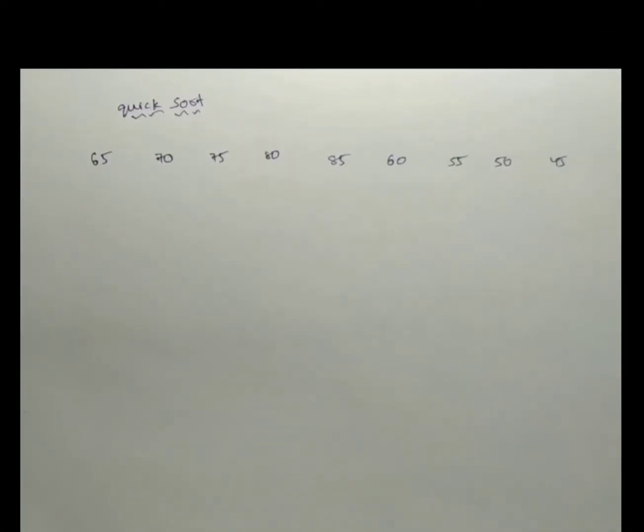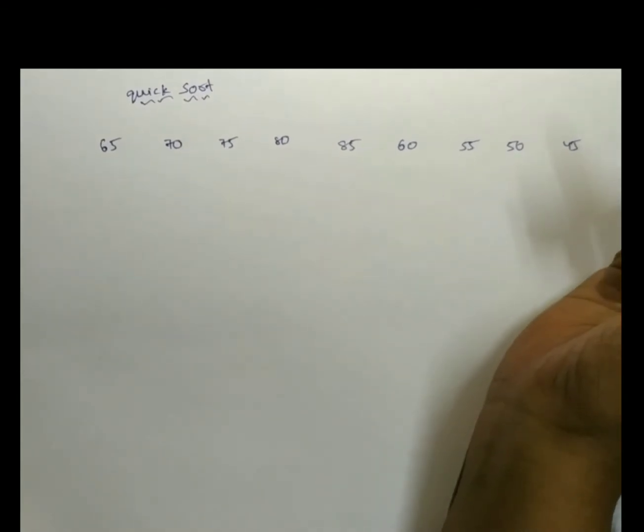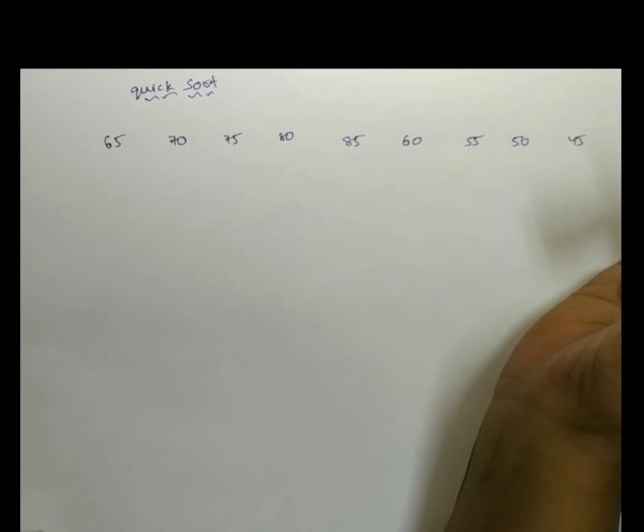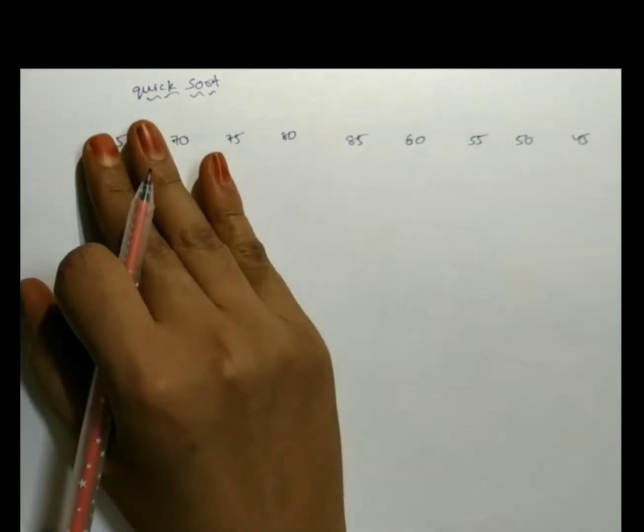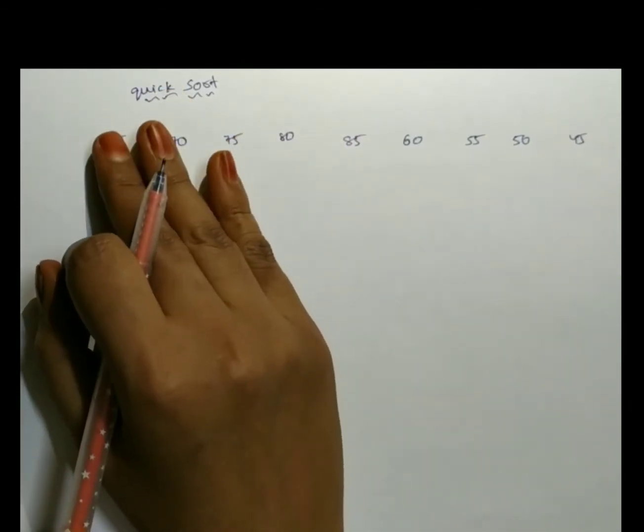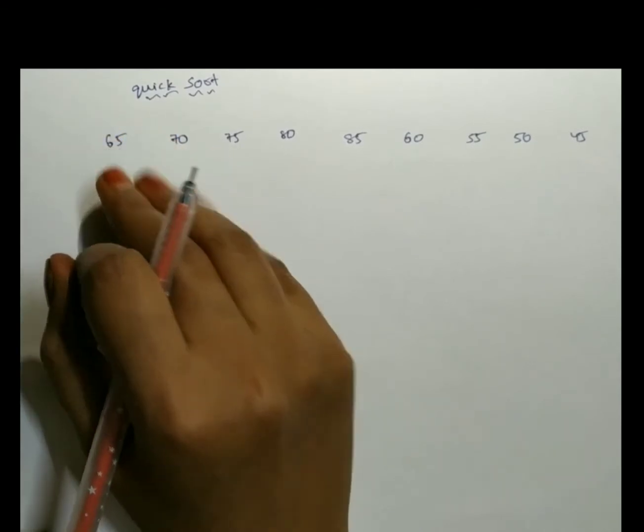Now let us see how the quicksort operation will be performed by using the divide and conquer technique. In this quicksort operation, we need to find the pivot element. We need to choose an element from the given list of elements, and the chosen element will be treated as the pivot element.